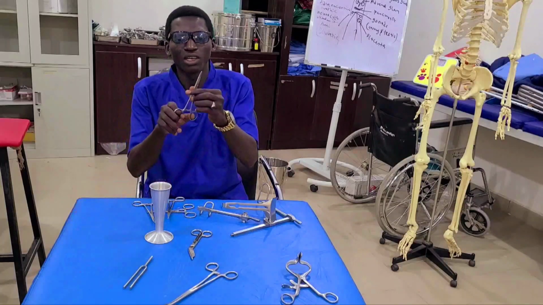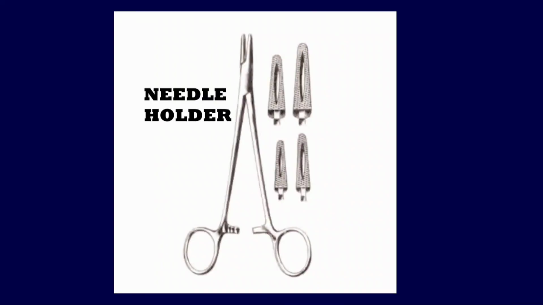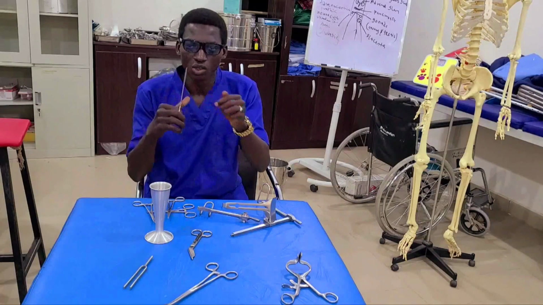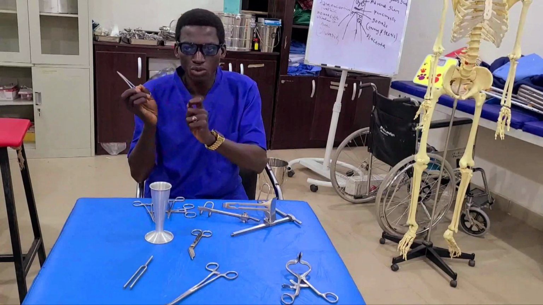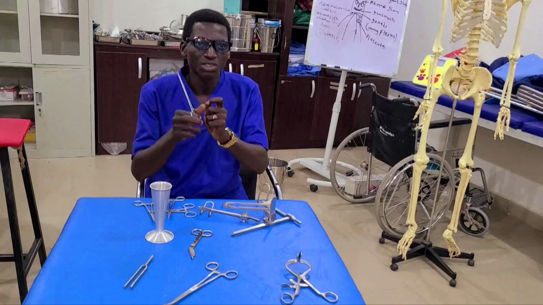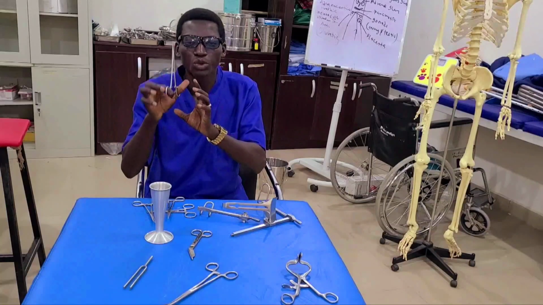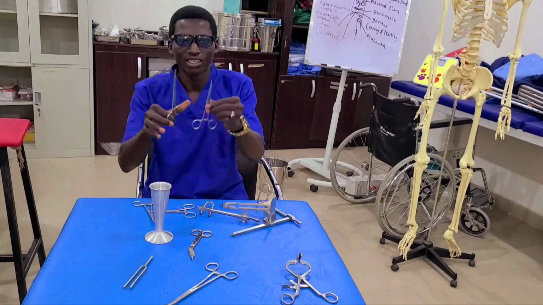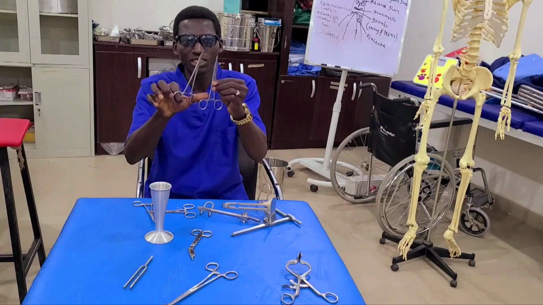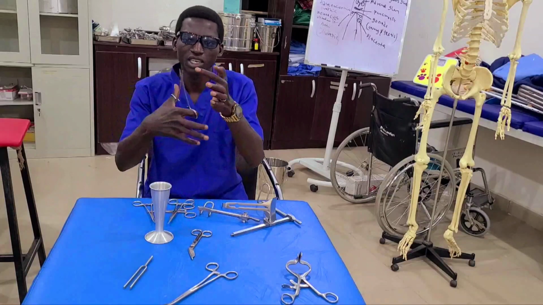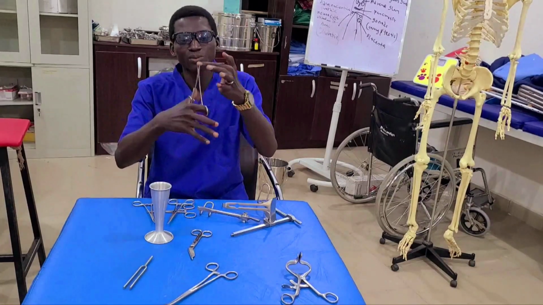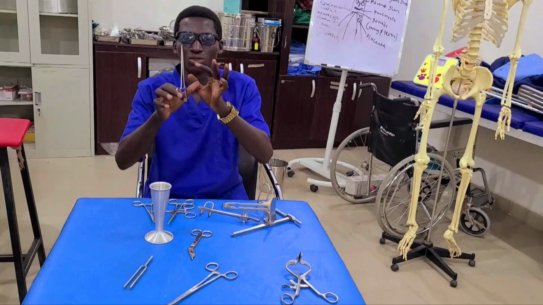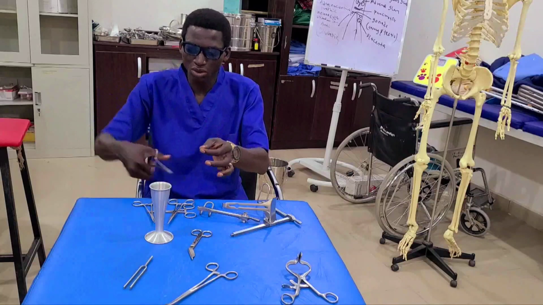Here is another instrument called the needle holder. This is the instrument where you hold your needles during surgery. You don't use your hands to hold a needle during surgery, rather you use this instrument called the needle holder. When you look at it, it's just like artery forceps. They have a little similarity, but there are differences, especially at the edge. There is a space provided that holds the needle, and that is why it's called the needle holder. Use it to hold the needle for suture.